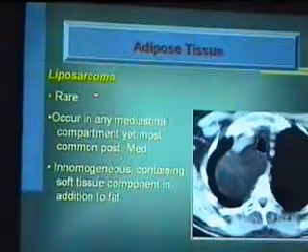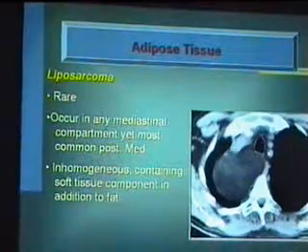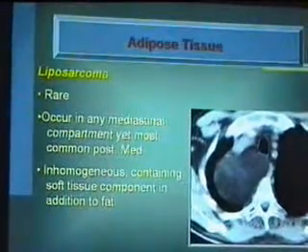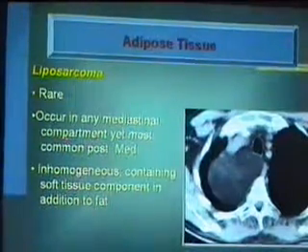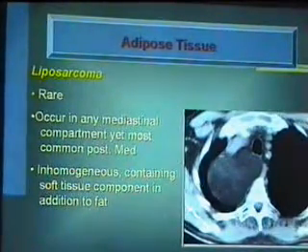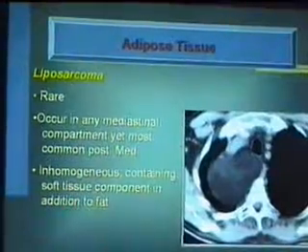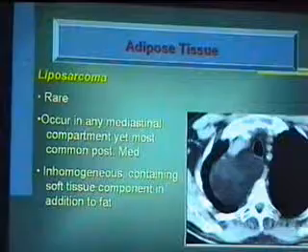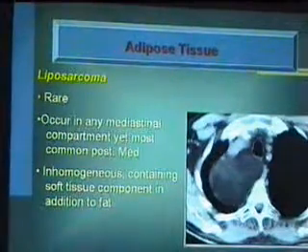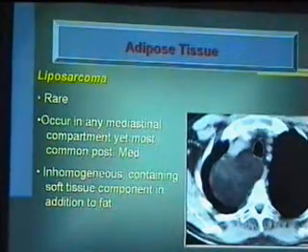The malignant version we said is called liposarcoma. It is rare. The commonest is the benign version, lipoma, which can occur in any mediastinal compartment. Why? Because we said the whole mediastinum contains fat. Yet it is most common in the posterior mediastinum. So liposarcoma is more common to occur in the posterior mediastinum.